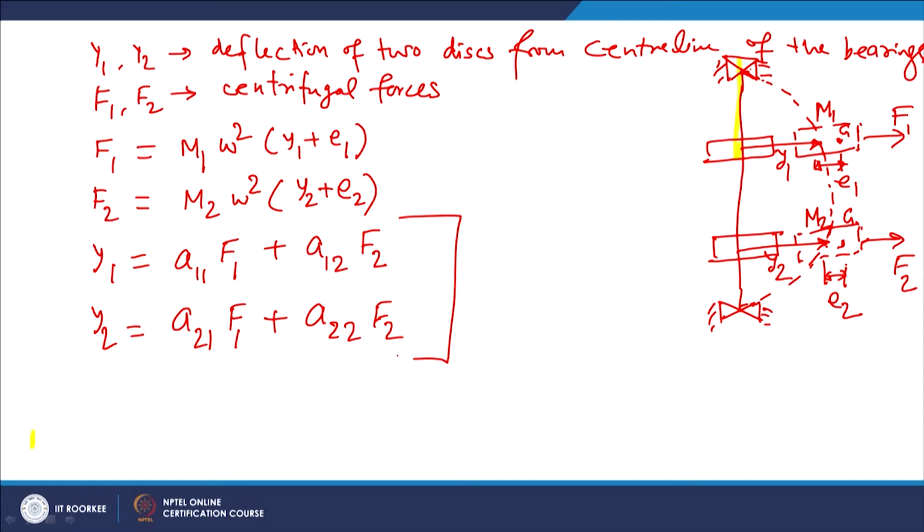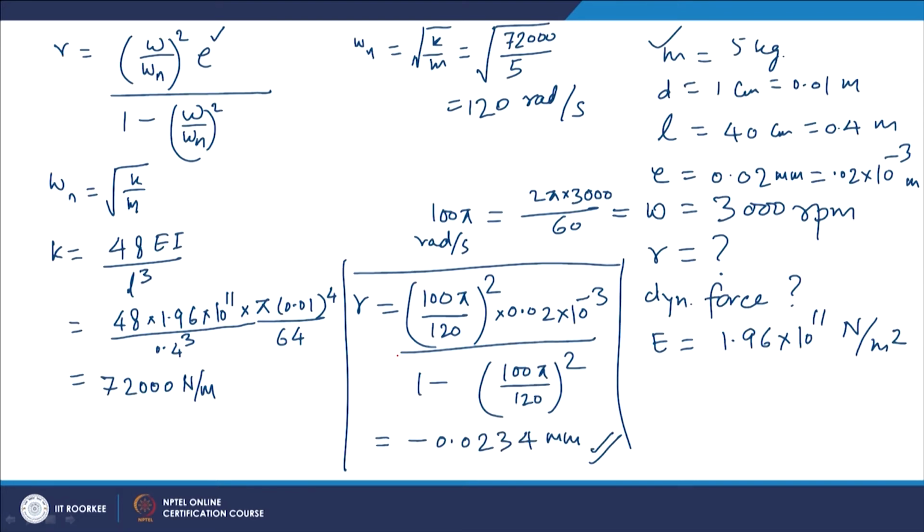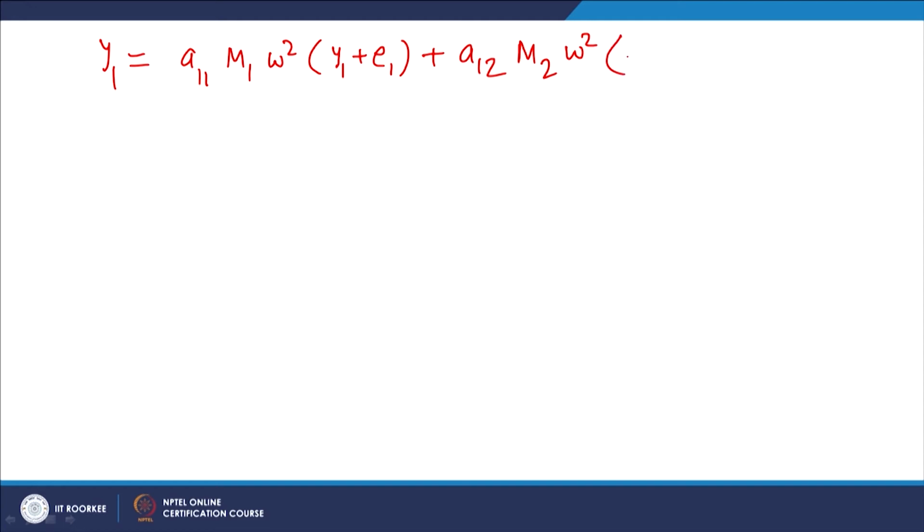Now we can rewrite this. Because we put the values of F1 and F2 in the expressions, Y1 equals A11 M1 omega square (Y1 plus E1) plus A12 M2 omega square (Y2 plus E2).